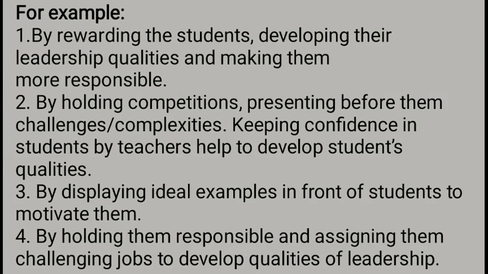Then we have next, the examples of how you are going to create a leader: by rewarding the students, developing their leadership qualities and making them more responsible. We used to reward the students who are given responsibility, whether house captain, vice captain, activity captain or sports captain. They must be rewarded from time to time so that leadership qualities develop and they become more responsible, thinking, this time I have been awarded, so definitely I will do better and better, so that I can continue further.